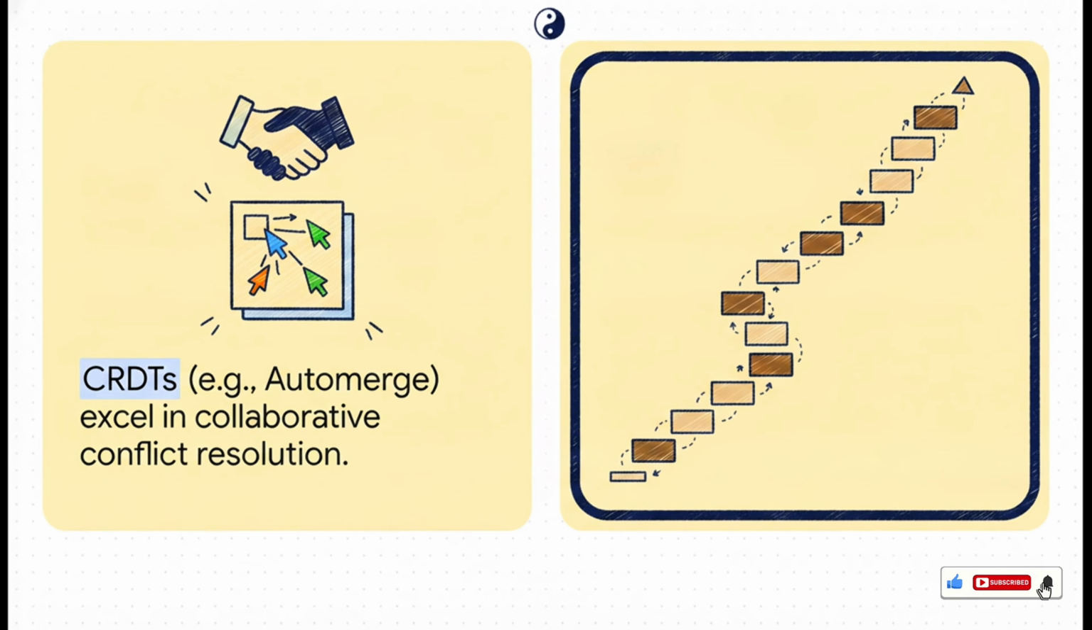On one hand, we have CRDTs, conflict-free replicated data types, with popular frameworks like Automerge. These are absolute superpowers when it comes to collaborative conflict resolution. Imagine multiple people editing a Figma file or a Google Doc at exactly the same time.